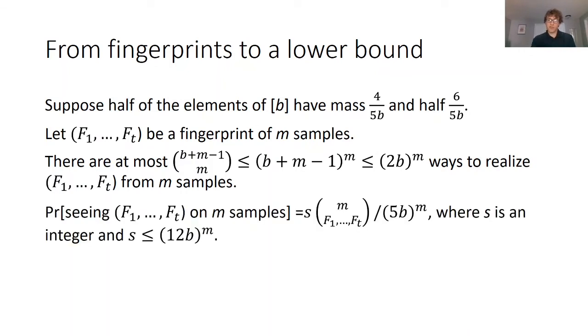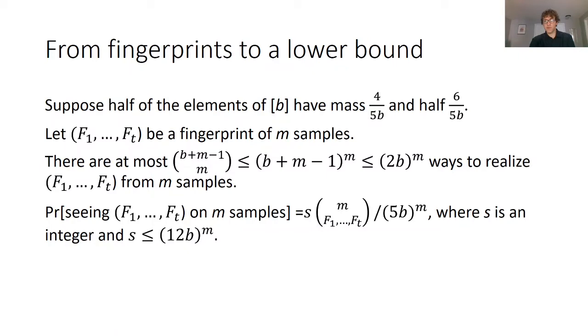And what kind of things then would we see in this probability? Well, it would be the sum of all of the ways that we could actually realize this fingerprint. And so we would get at most 2b to the m terms that are a bunch of products of 4/5b's and 6/5b's. And so how many could we get?